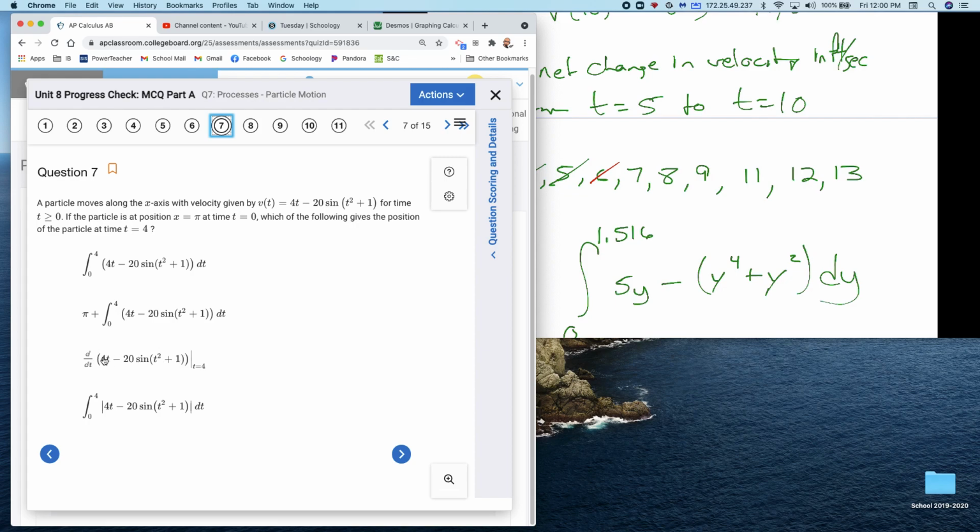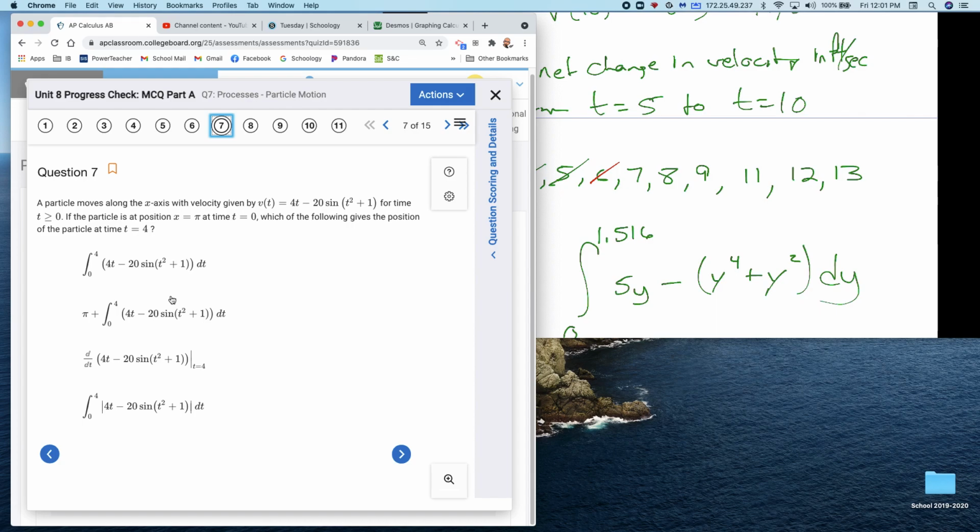This C is not the answer, because that's differentiating. That's going to go up a step and give you the acceleration. So you know that you've got to deal with this. Now, you can probably throw this one out too, because that's the total distance traveled. The absolute value of velocity doesn't give you position. If you integrate the absolute value of velocity, you get distance traveled. So you're down to A and B.